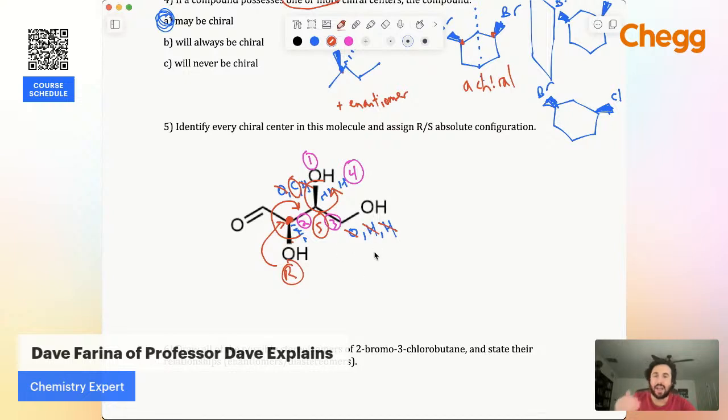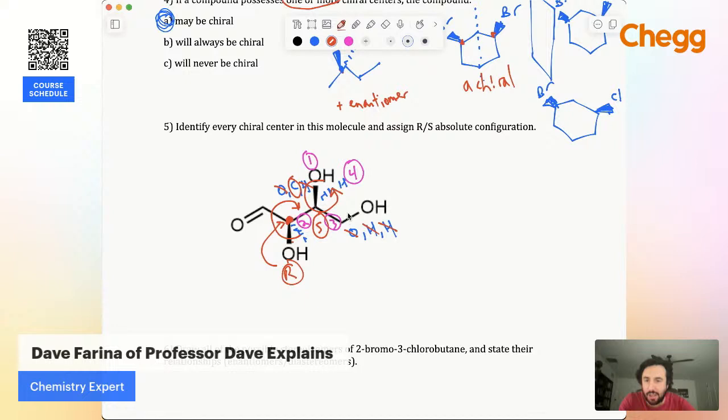Okay, so we have 2 chiral centers. This one is R, this one is S, and that's about as complicated as it usually gets with R and S. We have a couple different chiral centers. We found some carbons that tied. We had to go to the next set of atoms. As long as you can do that, you should be okay.